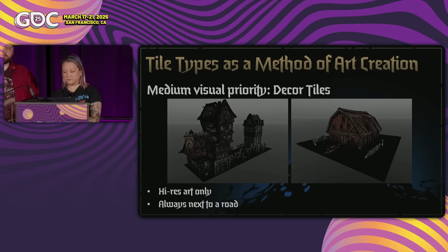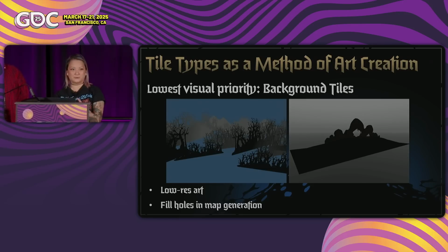After decor tiles were generated, we fill out the rest of the space with something we call background tiles. These were mostly there just to fill in the gaps in map generation so that you don't stare off into the void at any given point. But because they're pretty far away from the camera, they didn't need to have any high-res art. They just had low-res art, or in a lot of cases, 2D grids with images with alpha channels on them.